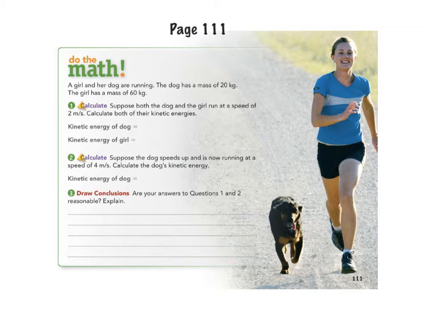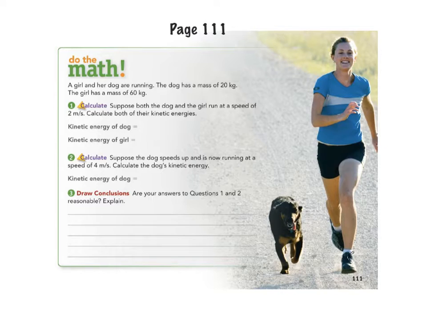A girl and her dog are running. The dog has a mass of 20 kilograms. The girl has a mass of 60 kilograms. Number 1, suppose both the dog and the girl run at a speed of 2 meters per second. Calculate both of their kinetic energies.